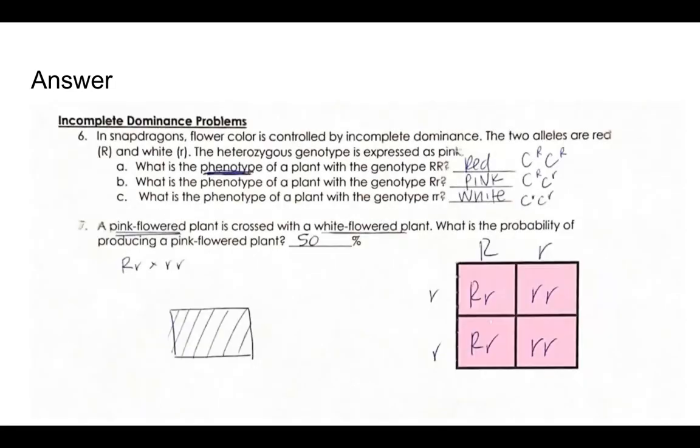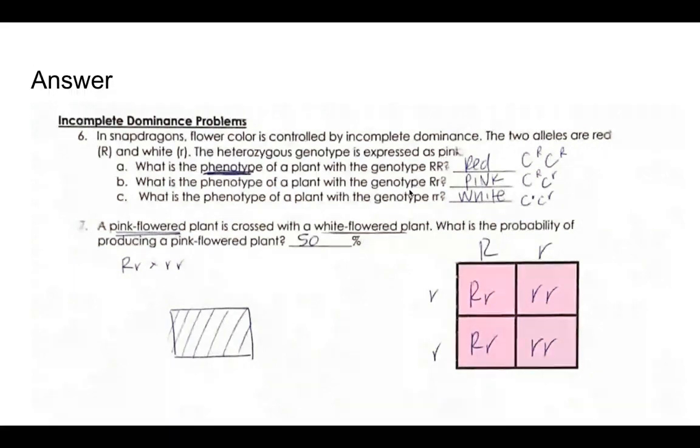Here's the answer. So check yourself up here. What is the phenotype of a plant that is big R, big R? It is red. Now, I also wrote out here to the side just so you could get perspective. You do not need this written down, but I wanted you to see if this genotype were written with the C's and the superscript, this is what it would look like.